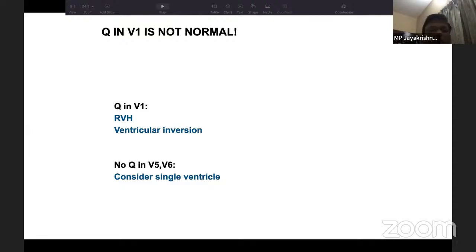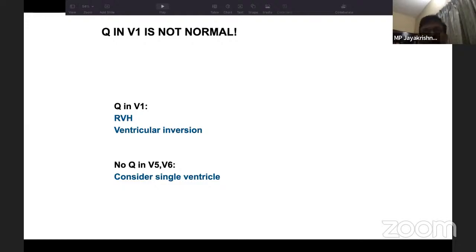This I have already mentioned, Q in V1 is not normal. So if you see Q in V1, that indicates, for practical purposes, for your purpose in your exam, for a DNB exam, it is right ventricular hypertrophy. And QS can be there in V1 if the ventricles are inverted also. Like for example, in situs inversus, where the right ventricle is on the left side or the left ventricle is on the right side, you may get a Q wave in V1.